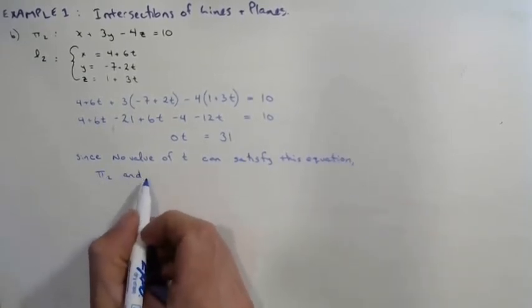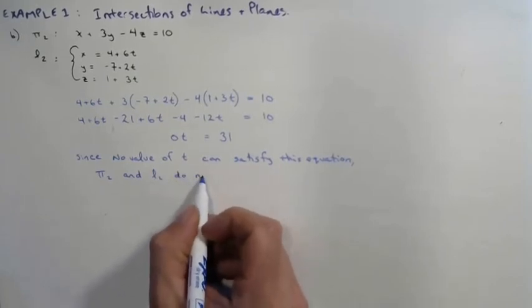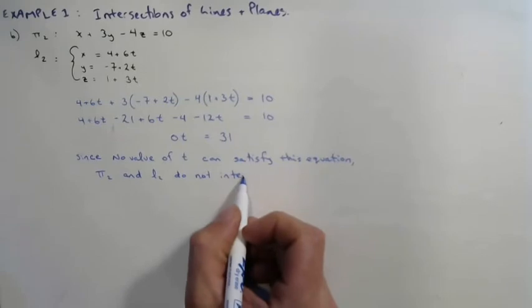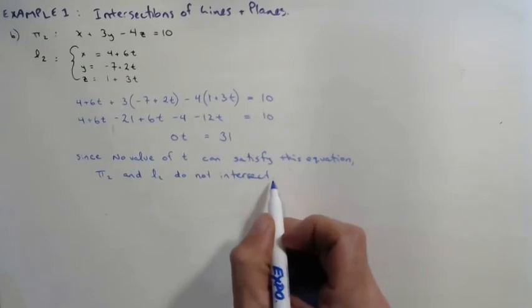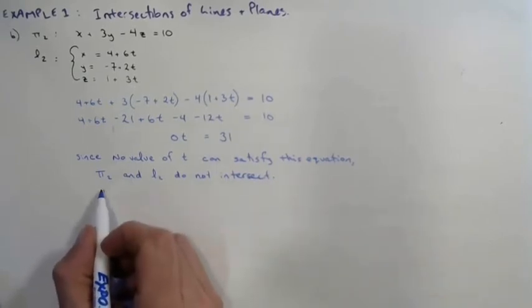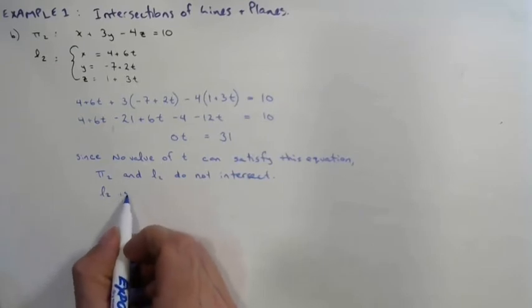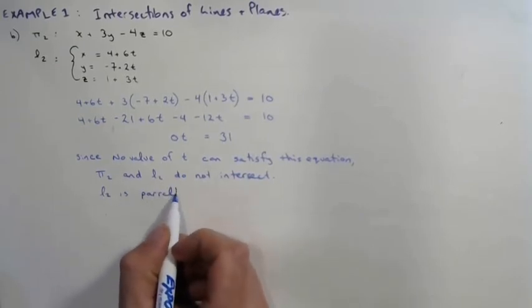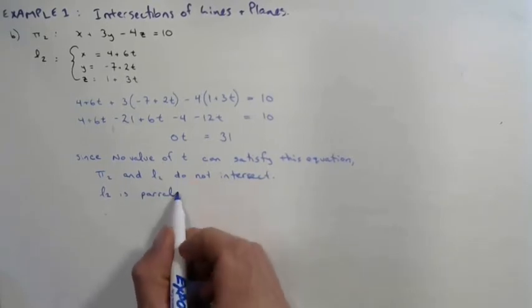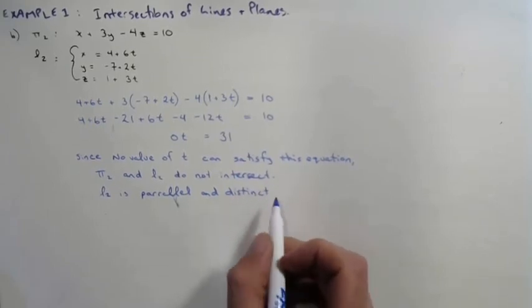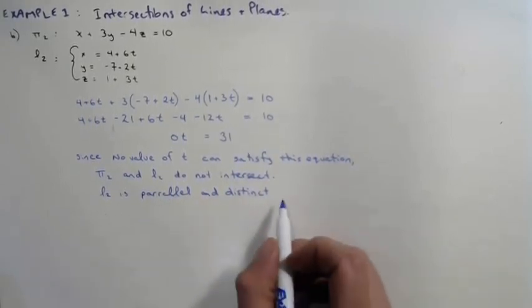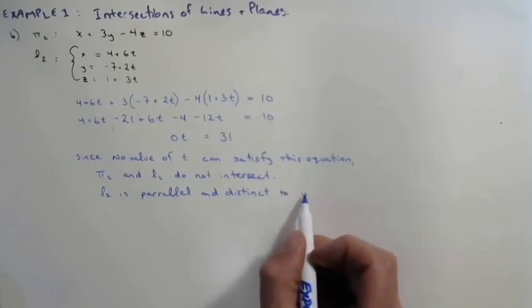Plane 2 and L2 do not intersect. If it does not intersect, it must be parallel to the plane but distinct from the plane. They do not intersect. L2 is parallel, that's not spelled right, parallel and distinct. So it's not lying on it, even though it's parallel to it. It's parallel and distinct to plane 2.